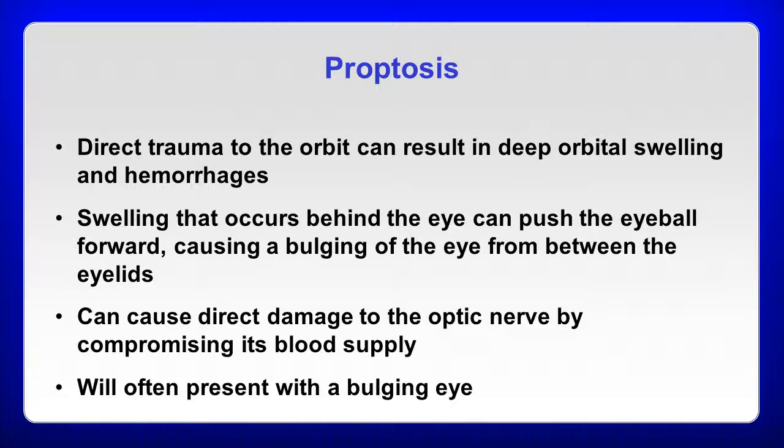And again, the optic nerve is the structure that takes the visual signal to the brain for the brain to interpret it. What this will typically present with is a bulging eye. So again, as a part of your assessment, when you have trauma, make sure you have symmetry on both sides as far as the shape of the eye and how it's situated inside the orbit.